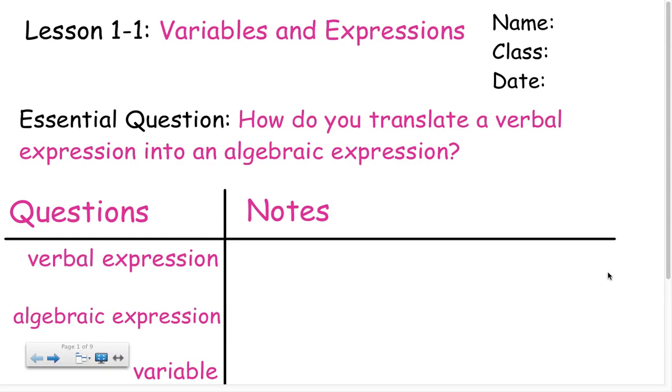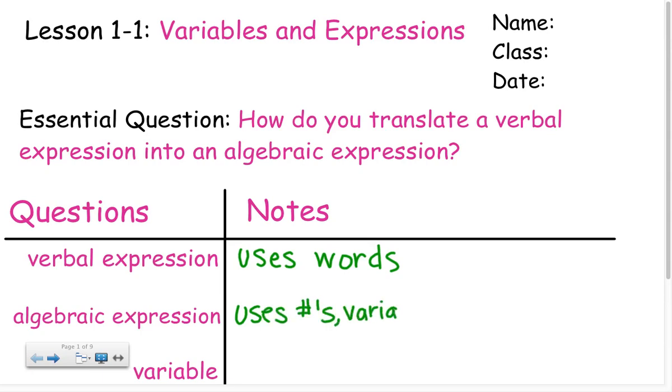A verbal expression uses only words, while an algebraic expression uses numbers, variables, and operations, such as adding, subtracting, multiplying, dividing. And then a variable is a letter that replaces a number.